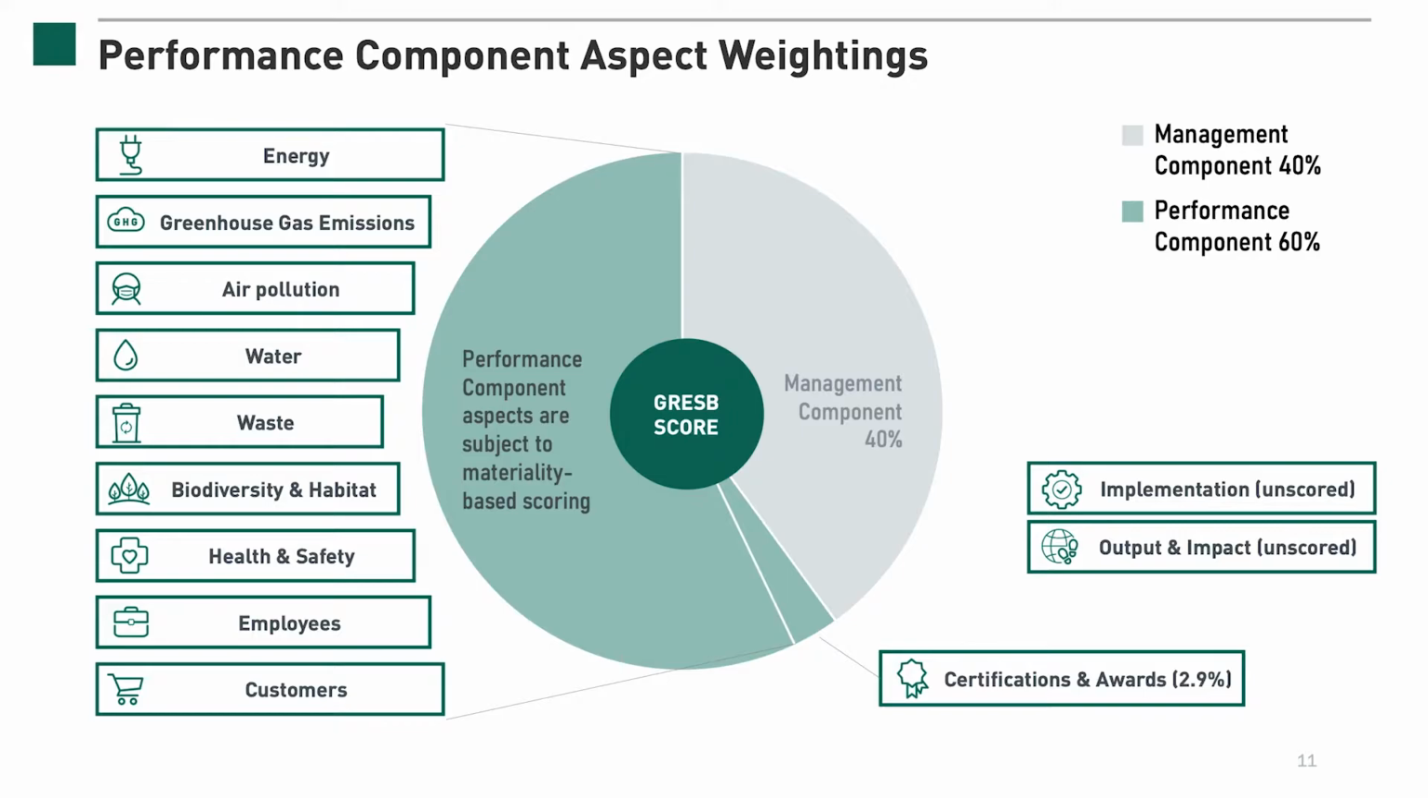The performance component will now contribute to 60% of the asset's overall GRESB score. This means that the weightings will shift accordingly. As most indicators in the performance component are scored through a materiality-based approach, we cannot display a scoring percentage per indicator for the performance components that will be the same for each entity. For more information on materiality-based scoring, please refer to the lesson on materiality. The indicators in the aspects implementation and output and impact will remain unscored in 2021.